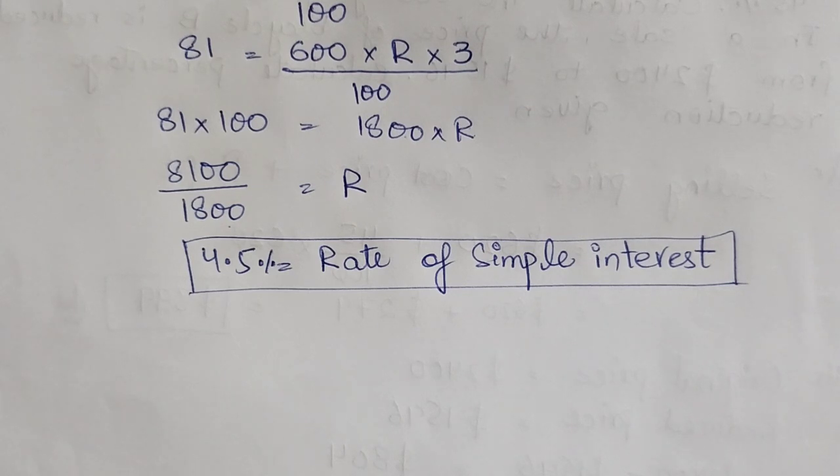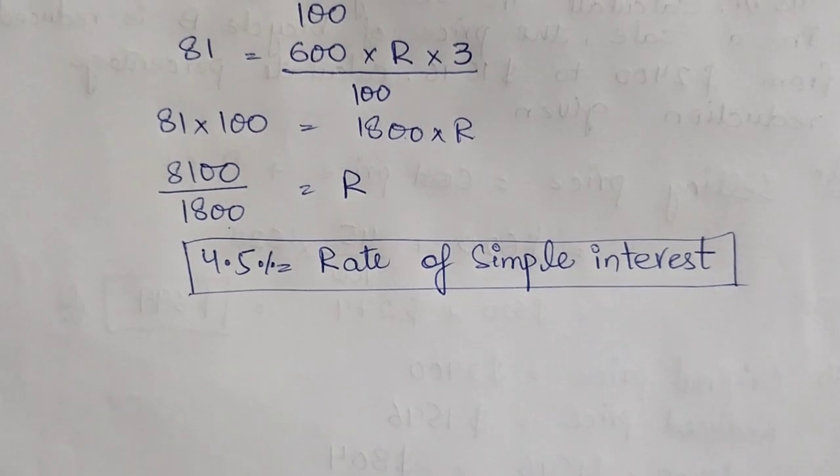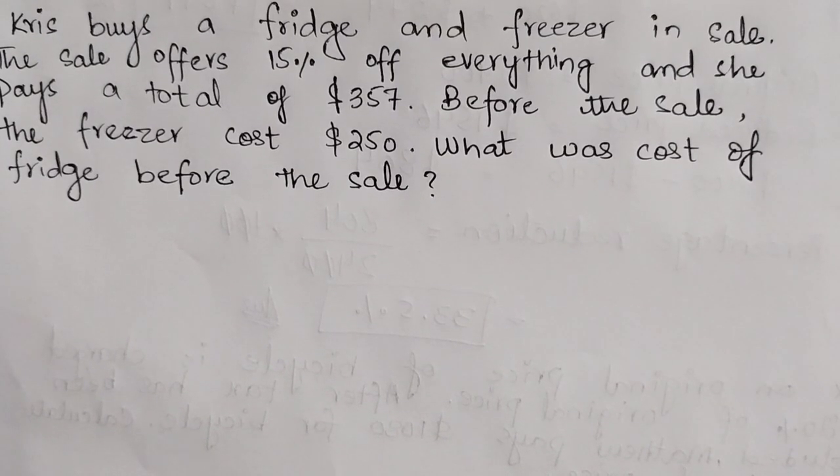Next, move to another question. Let's move to another example. Chris buys a fridge and freezer in a sale. The sale offers 15% off everything, and she pays a total of $357. Before the sale, the freezer cost was $250. What was the cost of the fridge before the sale?